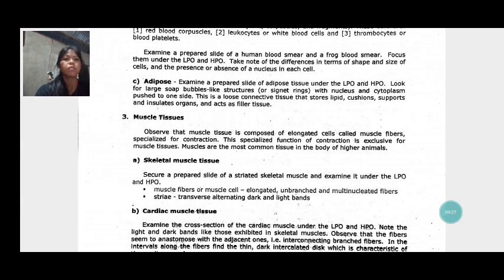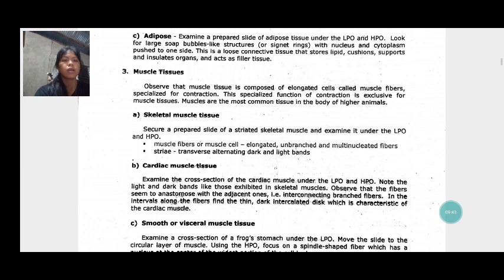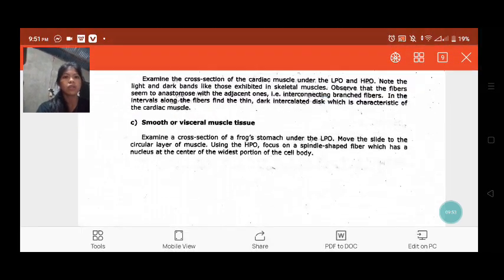The third is muscle tissues. Observe that muscle tissue is composed of elongated cells called muscle fibers, specialized for contraction. This specialized function of contraction is exclusive for muscle tissues. Muscle tissues are the most common tissue in the body of higher animals. Muscle tissues have three parts.